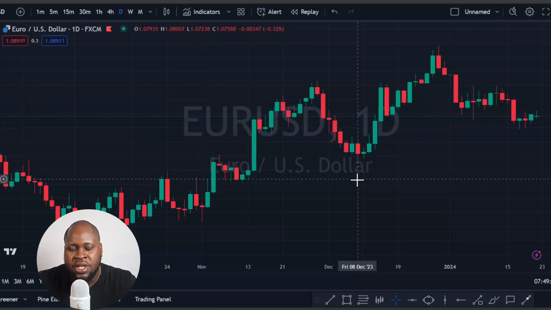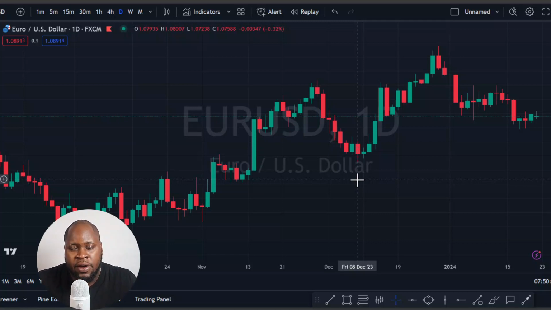A sniper entry is an entry that a trader takes that is usually at the very beginning of a strong move. So ultimately the trader, being that they get this entry towards the beginning of the move, is also able to minimize the amount of risk that they're taking on the trade, thereby having a lower stop loss. This is what we call a sniper entry.